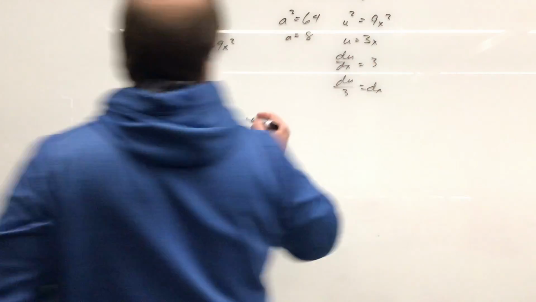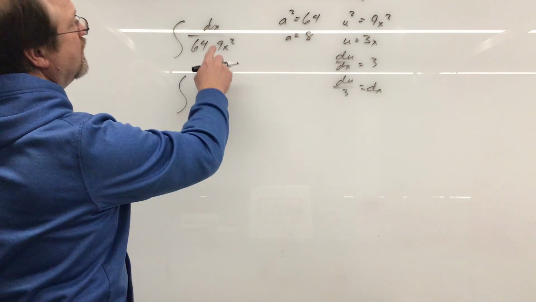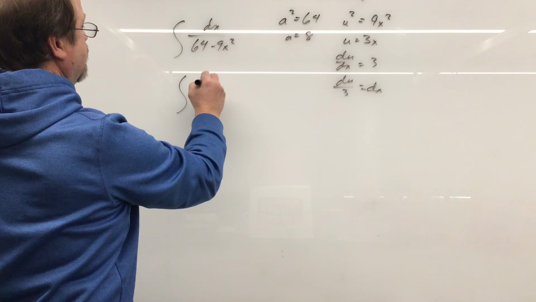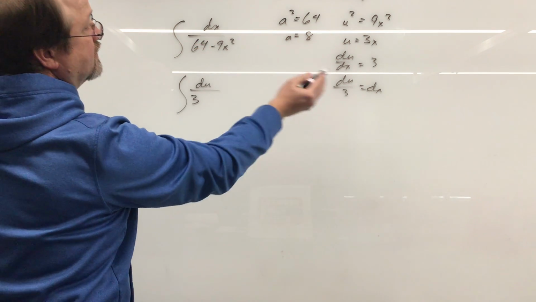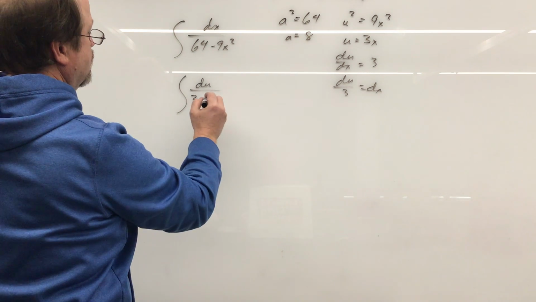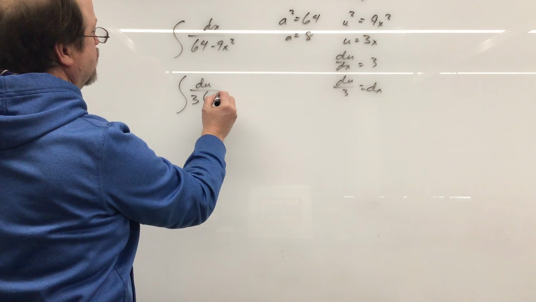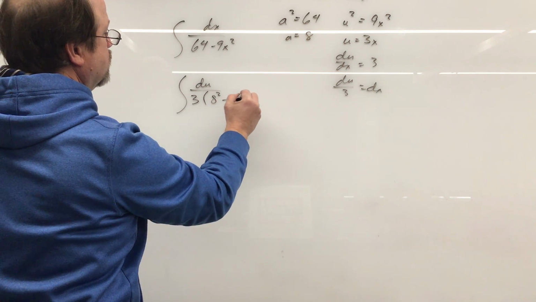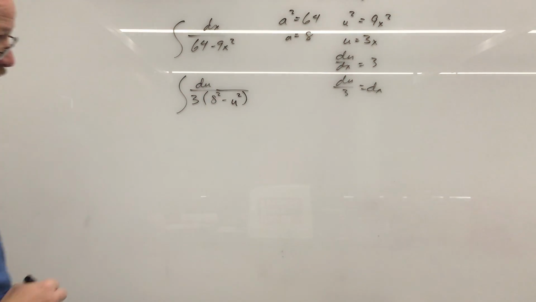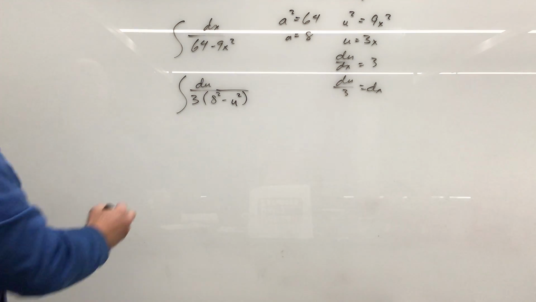And now making these substitutions here. The dx is du over 3. 64, of course, is 8 squared. 8 squared minus u is 3x, u squared. And I look at my formulas, and I see that this appears to be inverse tang.